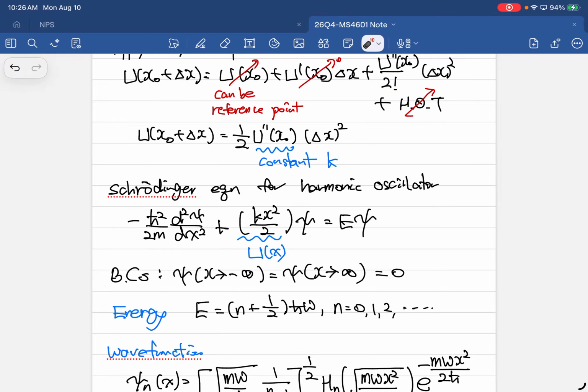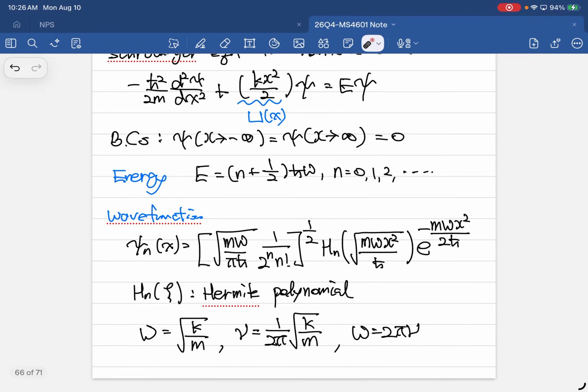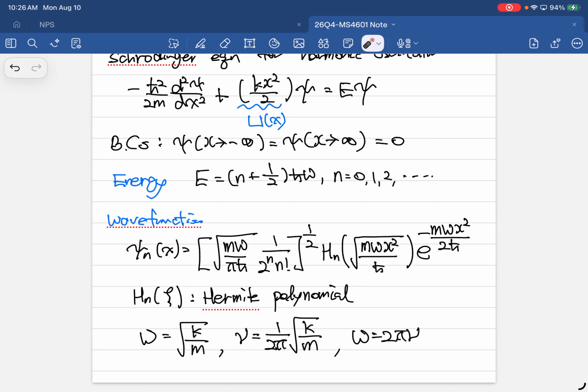So this is a discrete energy, and the wave function, by solving this Schrödinger equation, is given as that. It's quite complex, right? If you look at it, this is the square root of m omega over pi h bar, and then 1/2 to the power of n factorial, and the whole thing to the power of 1/2, and then there is H n. This is called the Hermite polynomial. For example, if you plug it into the Hermite polynomial, there is a given equation that spits out the value, and then there is an exponential term.